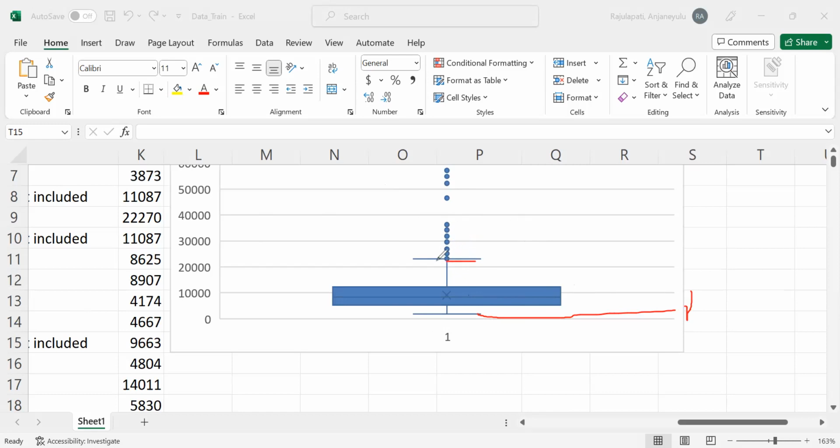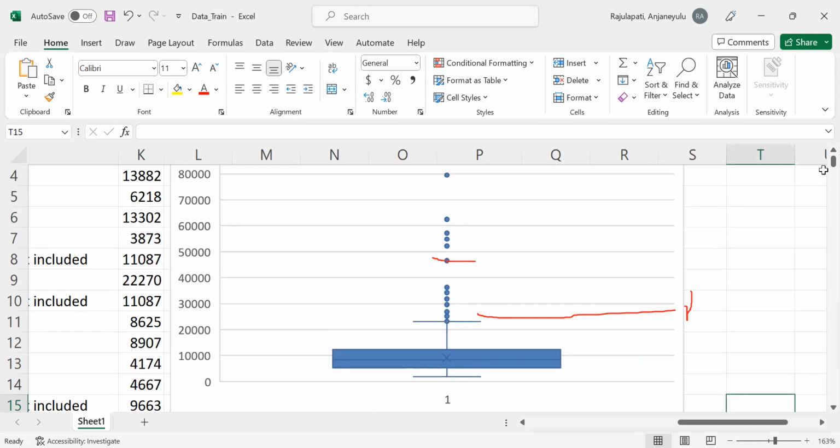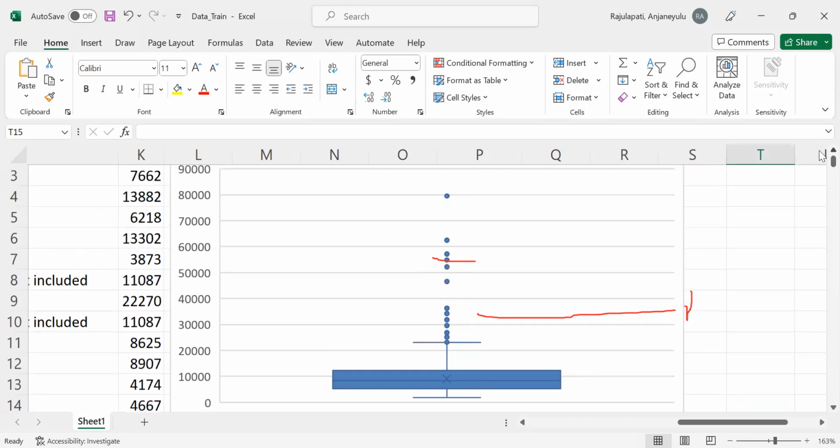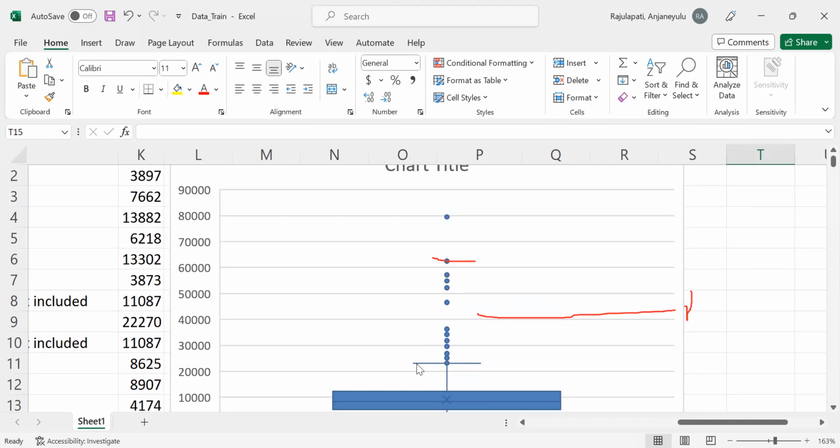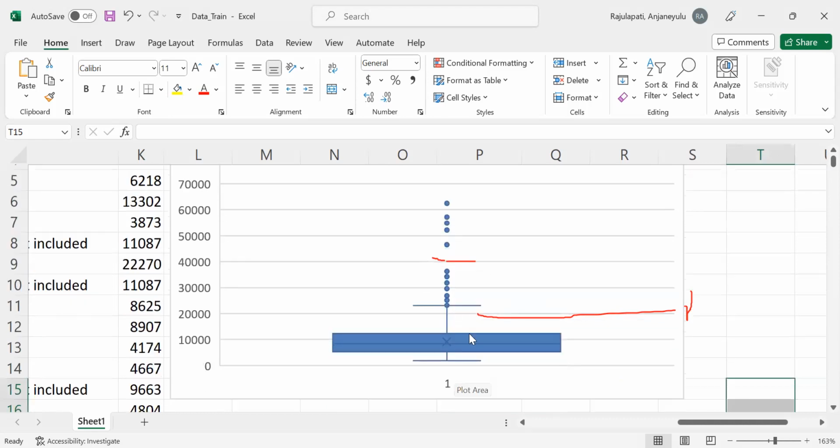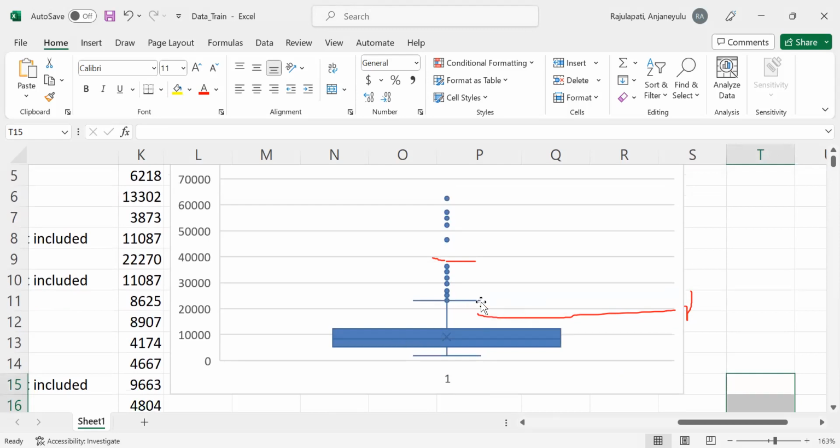The data which is outside of this line, we call outliers. With the help of this box plot, we can simply find what outliers are there in your data, and how many outliers there are we can also easily calculate. So for looking at this kind of plot, we call it a box plot or whisker plot.